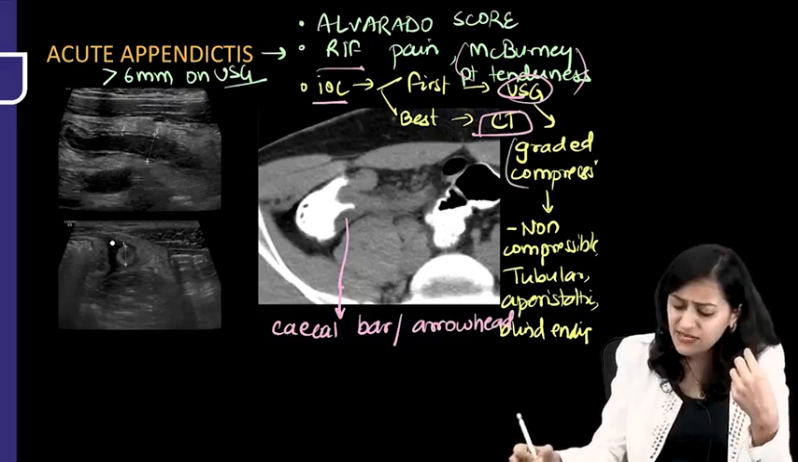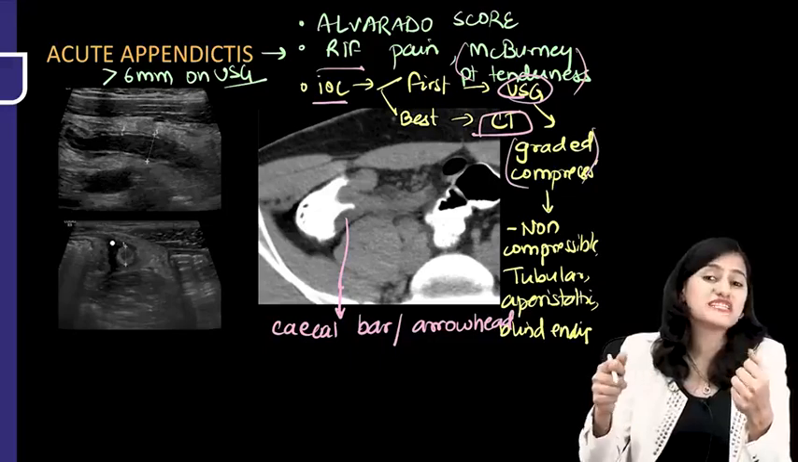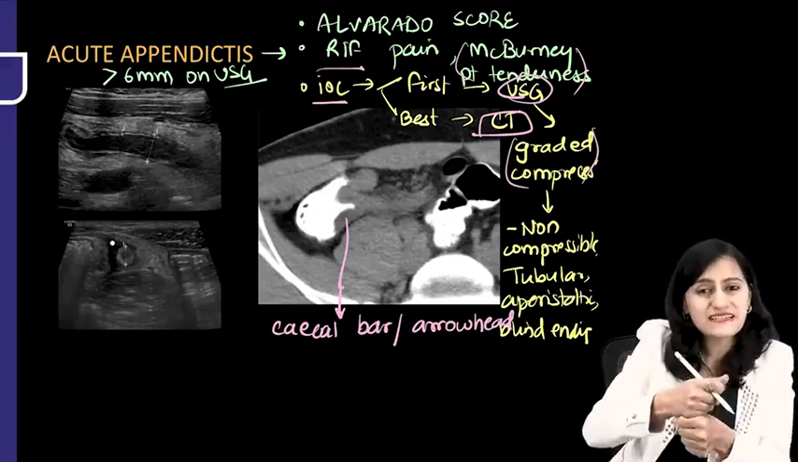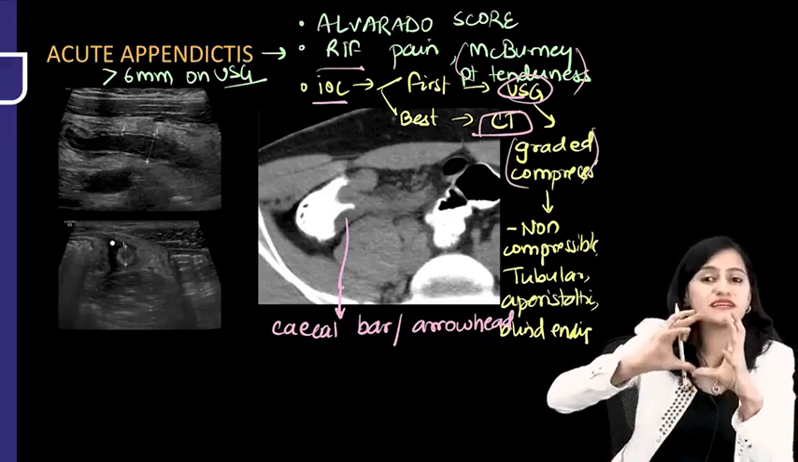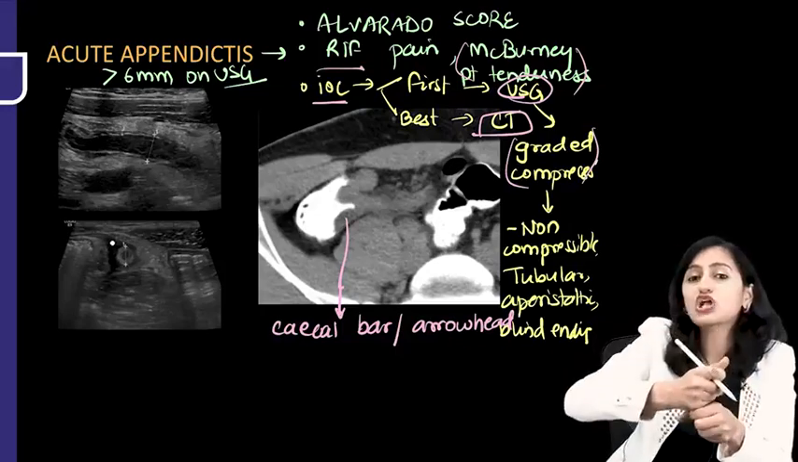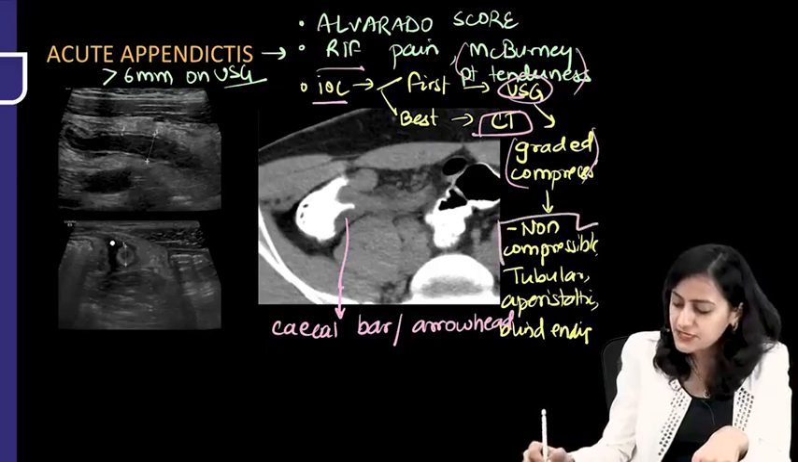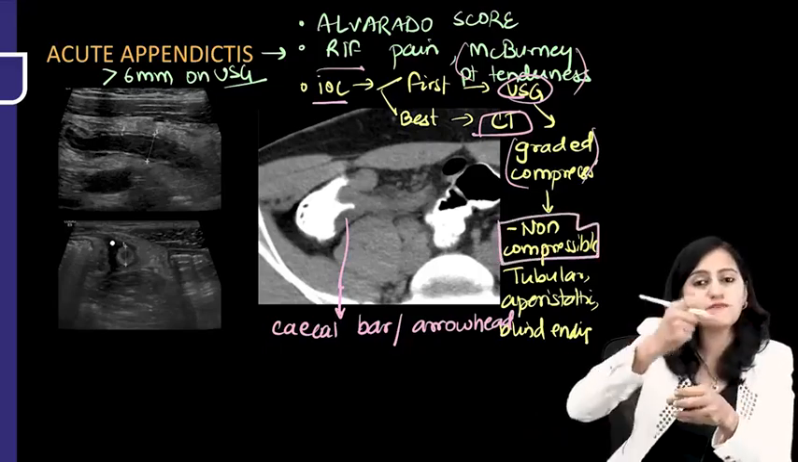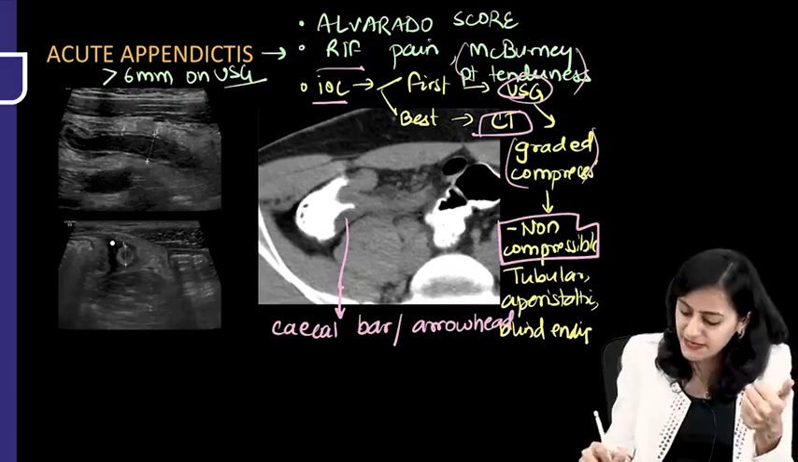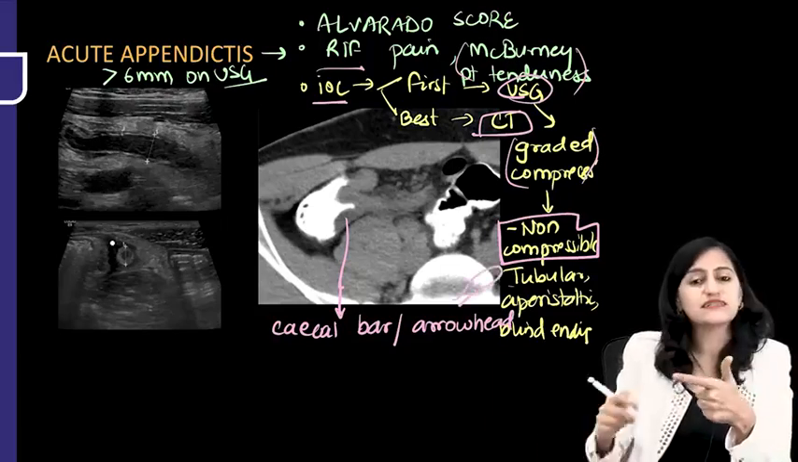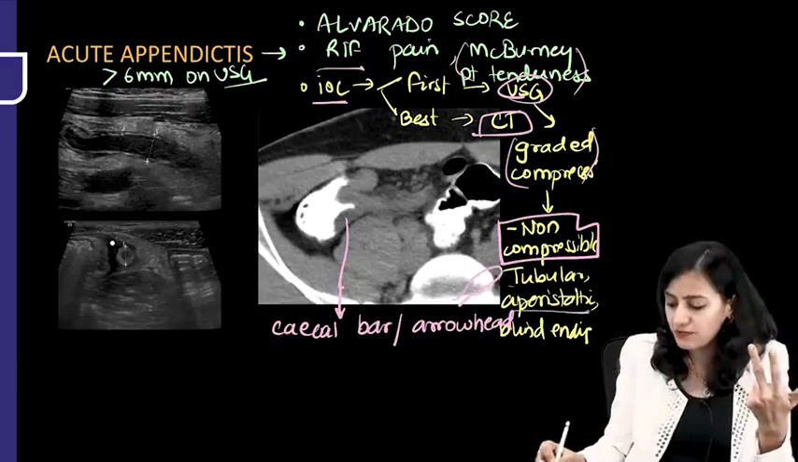So in ultrasound, we use this graded compression technique. We try to compress the appendix. If it is inflamed, it is filled with fluid, so it will not get compressed. So remember, the feature of inflamed appendix is it is non-compressible. Normal appendix gets compressed. Appendix is a tubular structure. It's a blind-ending structure without peristalsis.